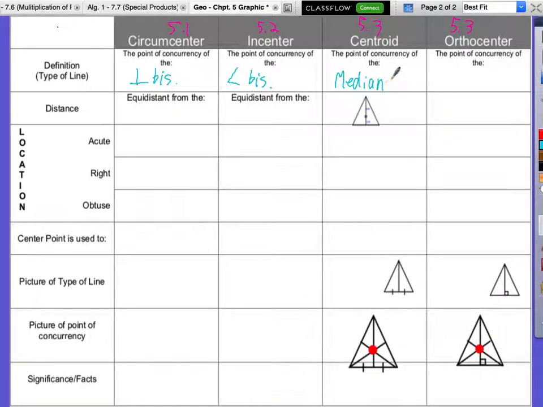The point of concurrency of the medians. Is that an angle bisector? Yes, angle bisector. Well, we'll draw them down here. And then the orthocenter is where three altitudes meet.